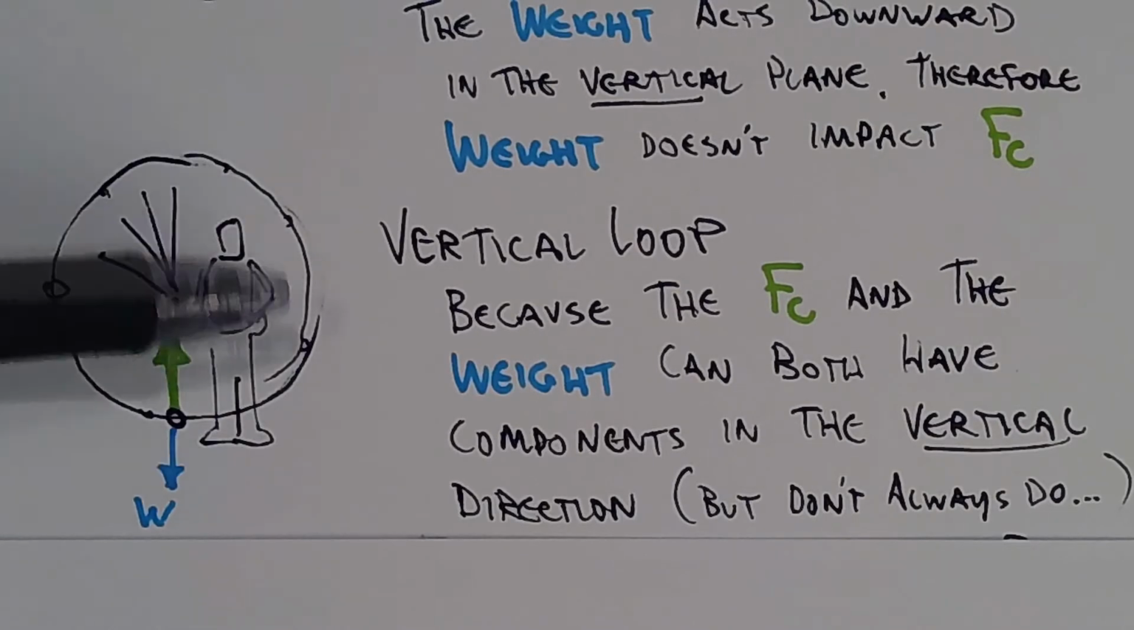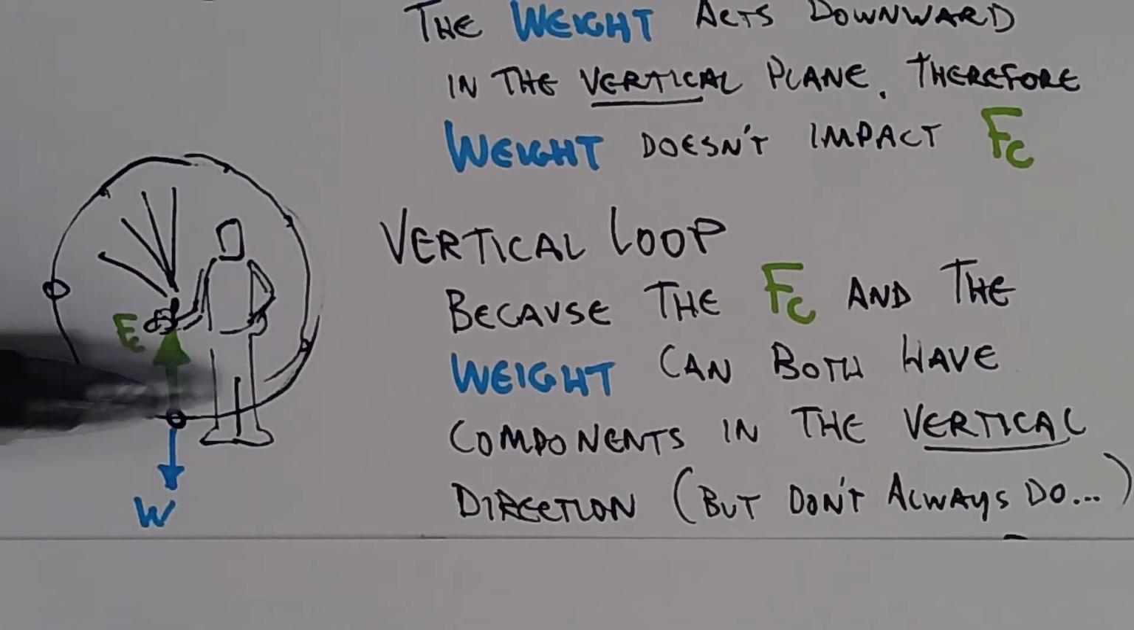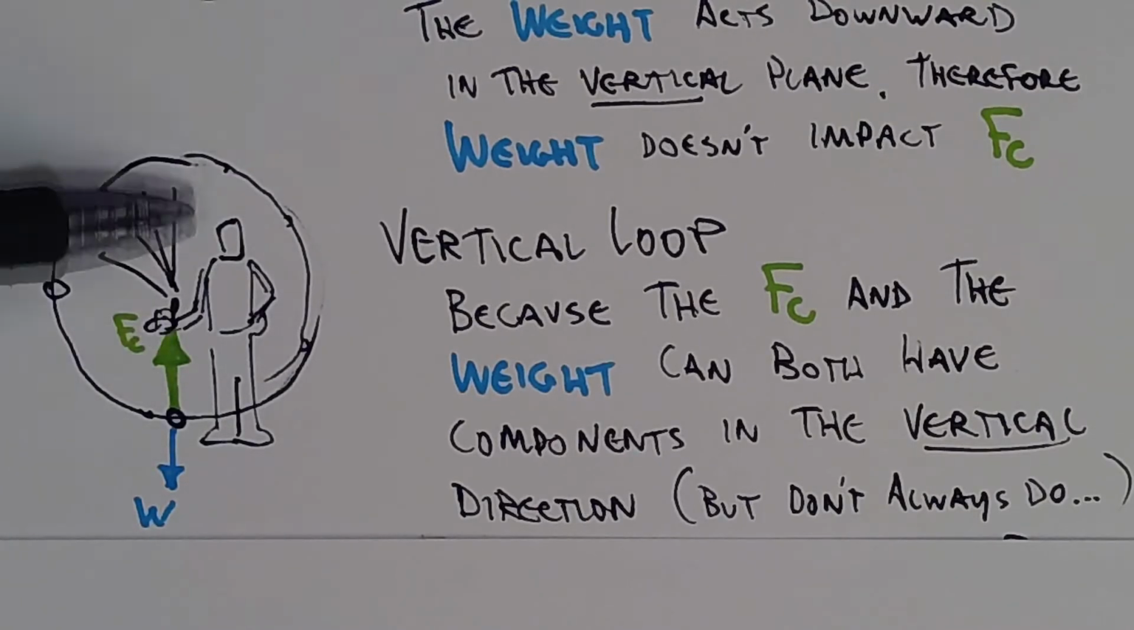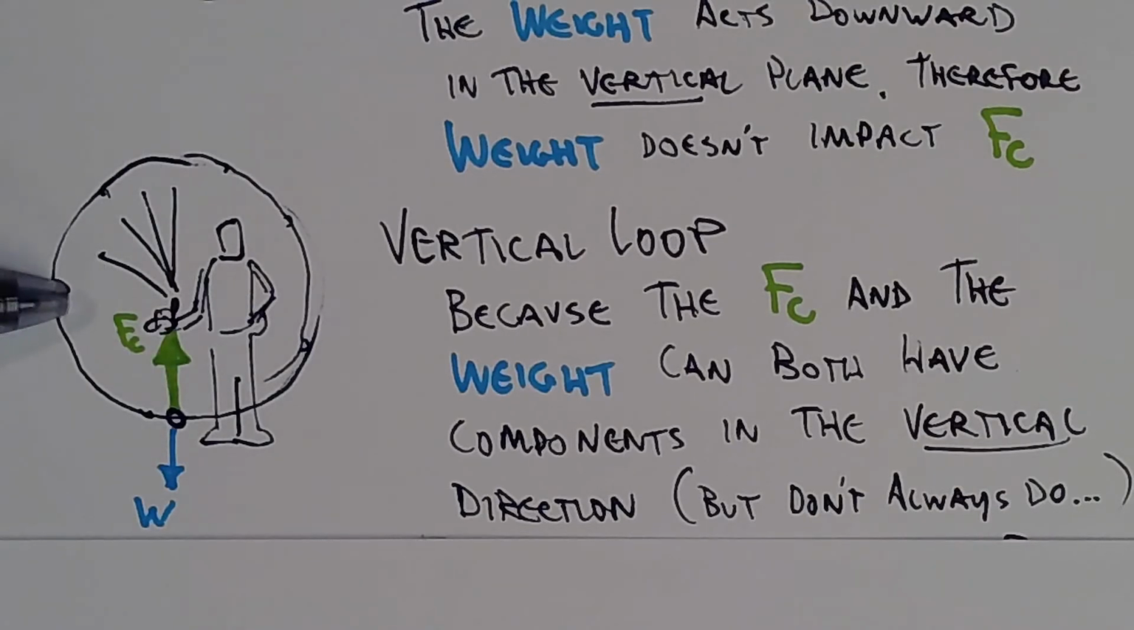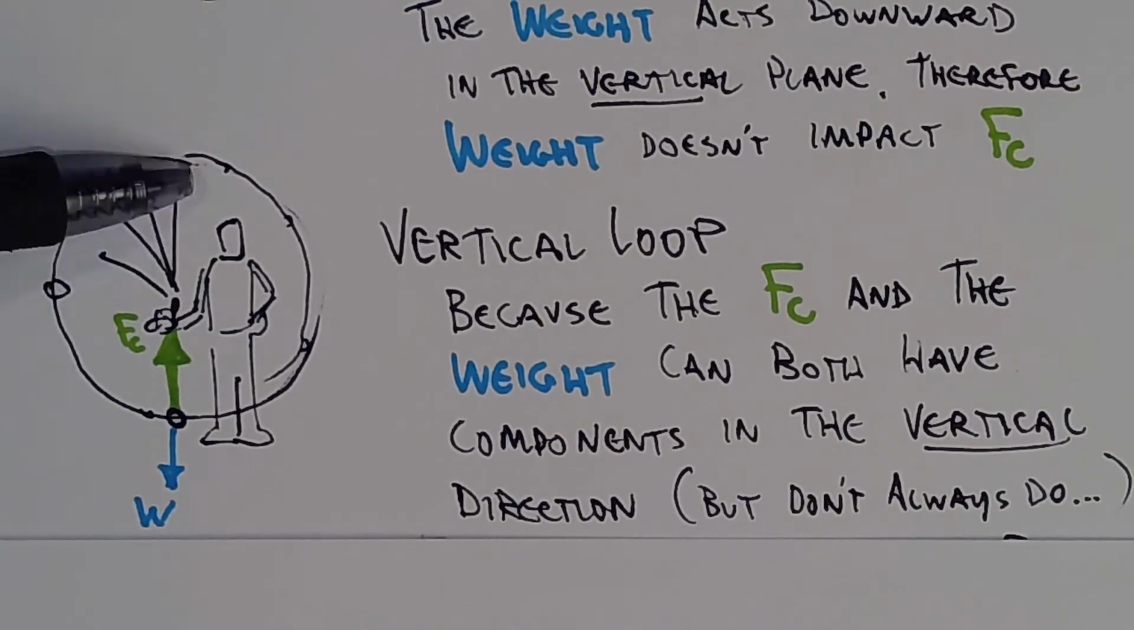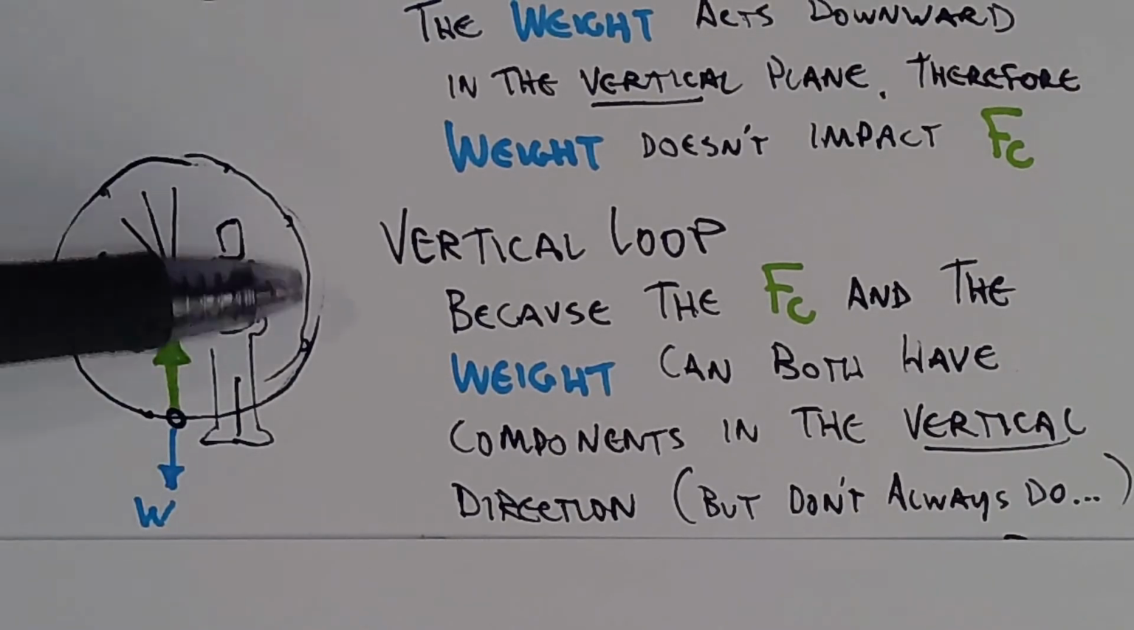So a vertical loop, the idea is that you're spinning it in front of you. The weight is always acting down, regardless of where you are. The centripetal force is always acting towards the center. Now, the weight is always acting, say, in the negative y direction, if we want to argue that. The centripetal force could be acting in the x direction, could be acting in the y direction. It depends on where it is.